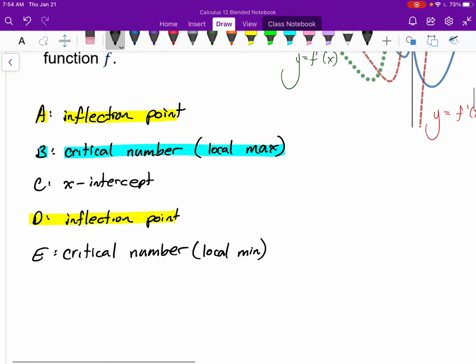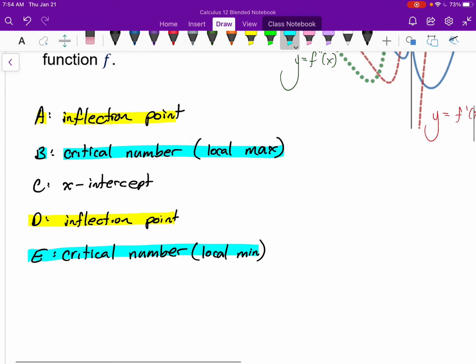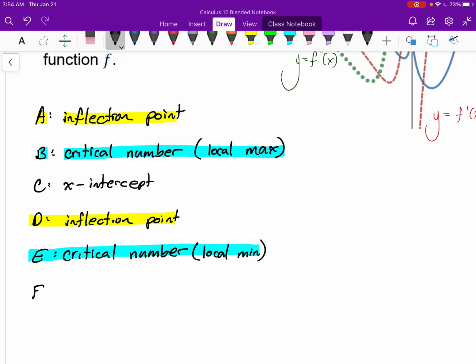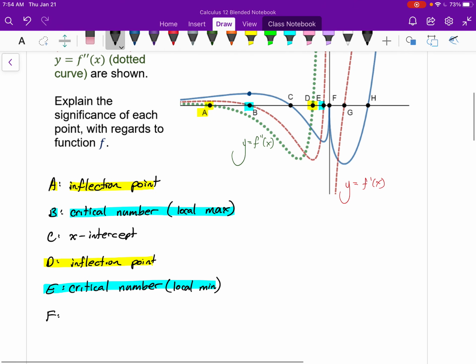Although again, that last part of brackets is the least important part to me, because the whole idea is I'm looking at, I have the graph of f anyway, so I can tell it's a local min. Now what about f? If we look at f, it is an x-intercept for function f. Okay, point f is an x-intercept of function f.